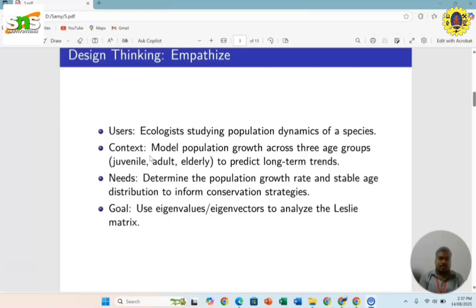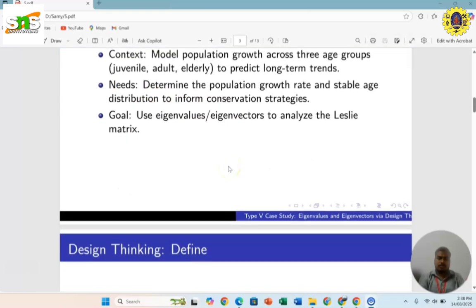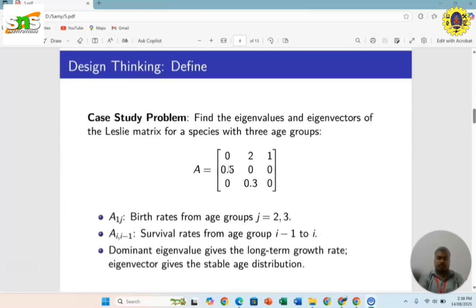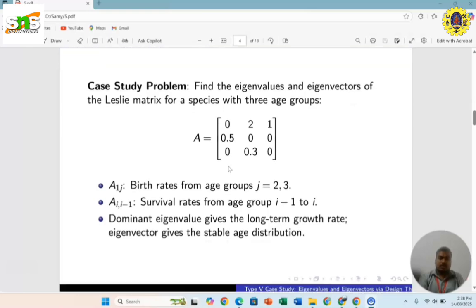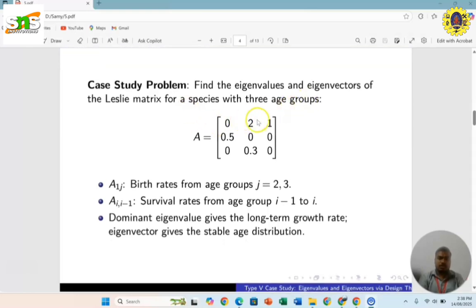So what are the needs? Determine the population growth rate and stable age distribution to inform conservation strategies. The main goal is using eigenvalues and eigenvectors to analyze the Leslie matrix. The next stage is define. The case study problem: find the eigenvalues and eigenvectors of the Leslie matrix with three age groups.